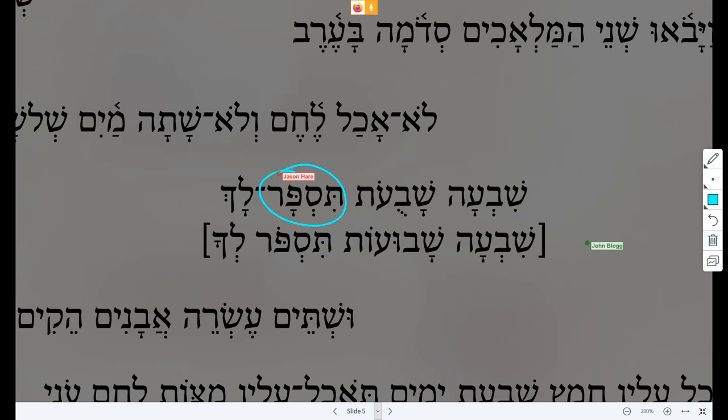Lispol is Safal, which was actually in the vocabulary also; it means he counted. So Tispol is you will count. This is the future, the imperfect. So seven weeks you will count to you. It means count off for yourself seven weeks, from Passover until Shavuot, the Feast of Pentecost.